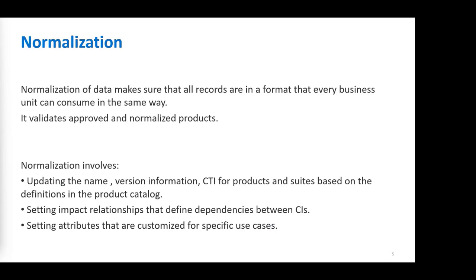So we have to align the incoming CIs to a proper category so that it is consistent across all the data sets. So even though our data providers are different, we have the data with the correct values that are aligned with our product catalogs, basically. With normalization, we update basically the product, its categorization, CTI, category, type, item, maybe the version number. We do have features to update the impact and relationships as well.